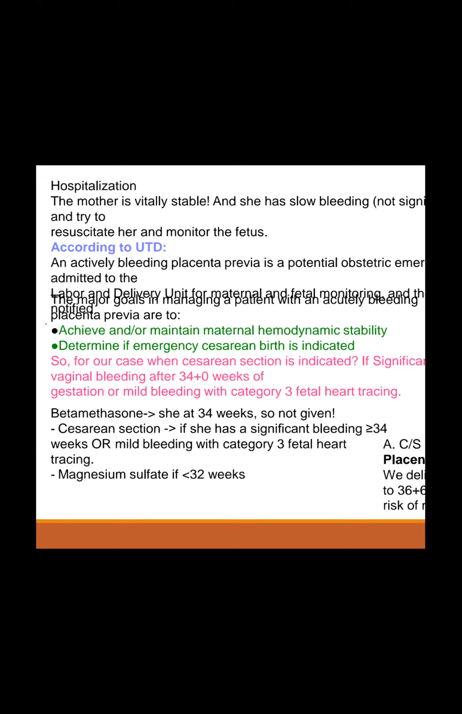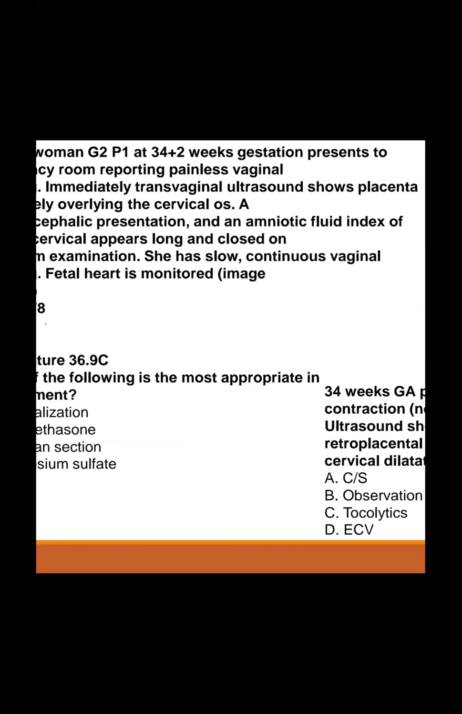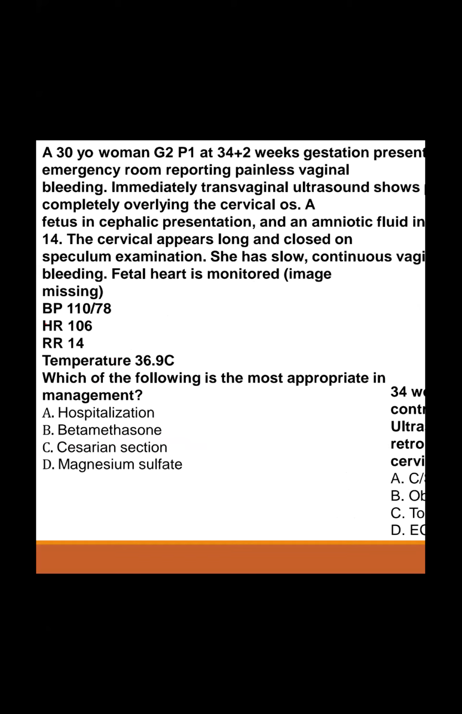So this question asks, what is your management? If there is a cesarean section option, I have to choose cesarean section because bleeding started and the os is closed, so the management is cesarean section. But if the options are hospitalization, betamethasone, cesarean section, magnesium sulfate, then the most appropriate in this case is not cesarean section. Why?